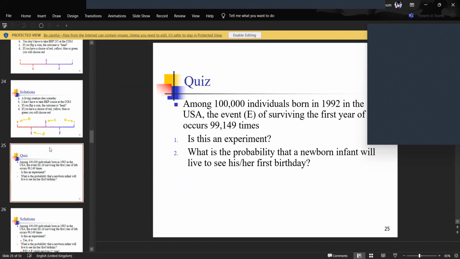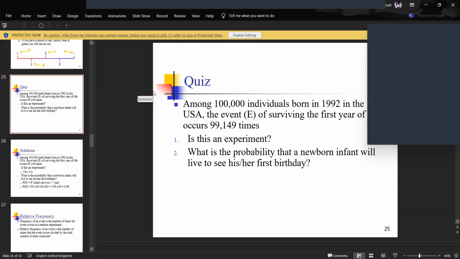Now, this is another example, which is that in 100,000 individuals, the event, surviving the first year of life, happens 99,149 times. Now, is this an experiment? Okay. Well, the answer is yes. Why is it an experiment? Because we've defined a bunch of rules and it has possible outcomes. Okay? And we've come up with a process that will give you those outcomes.